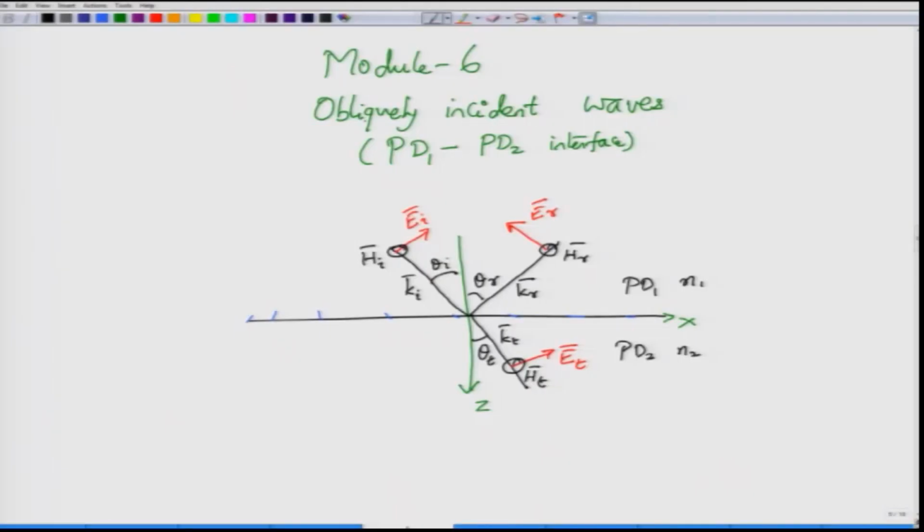In this module we continue the discussion of reflection, but not from a perfect electric conductor, but from a medium where the interface or the second medium is a perfect dielectric, and the first medium is also a perfect dielectric. So, the situation is shown here. I am now considering what are called obliquely incident waves. Obliquely incident means that the incident light wave, which we are assuming to be a uniform plane wave, arrives at the second medium at an angle theta I.